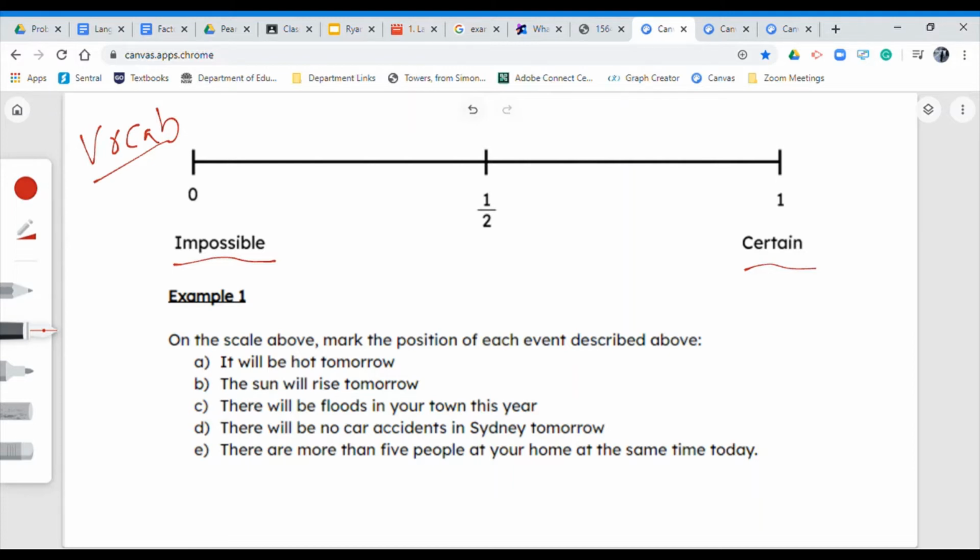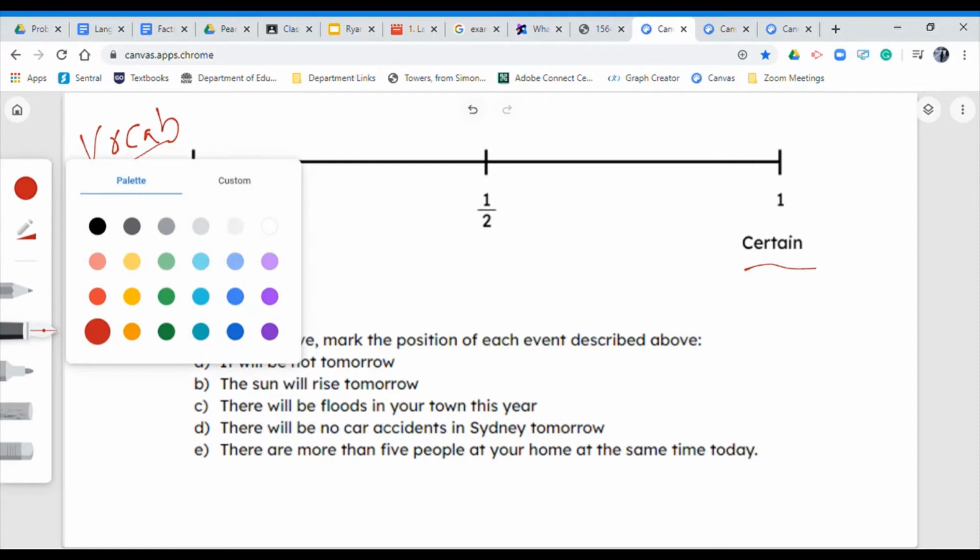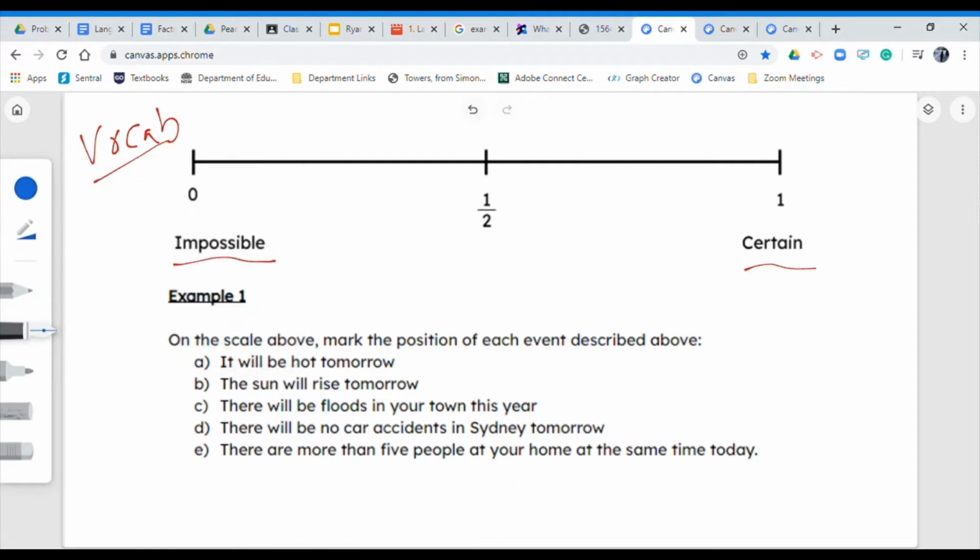An example of something that is certain would be the sun rising tomorrow. Now, whether you'll see the sun rising because there's clouds or whatnot is a different matter. Whether we see it or not, whether we're awake or not, whether there's cloud cover or not, are all different probabilities, but the sun will rise tomorrow. So that's something that's certain.